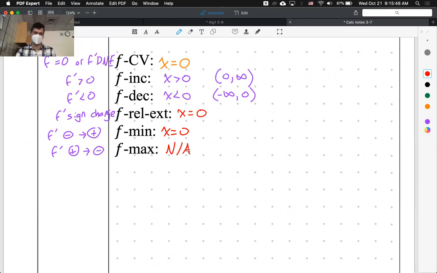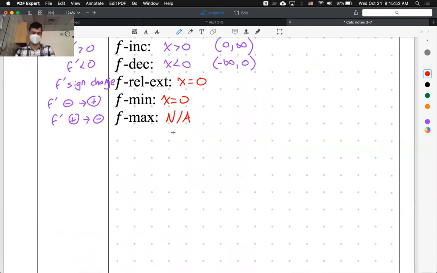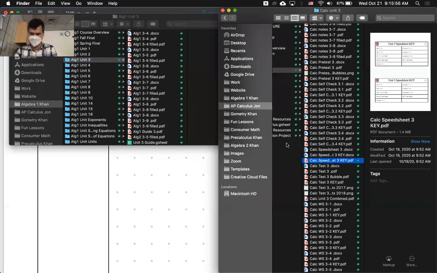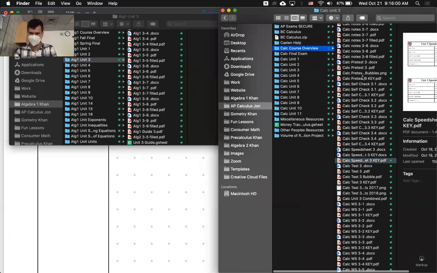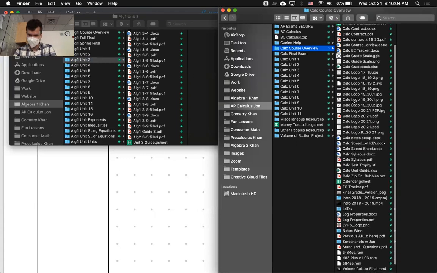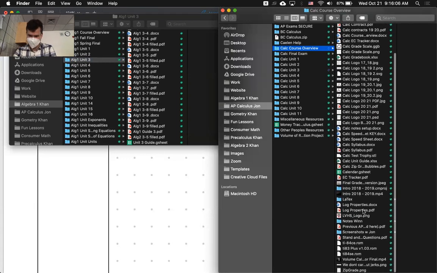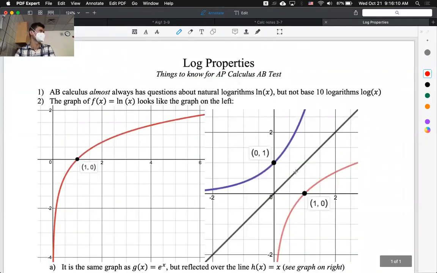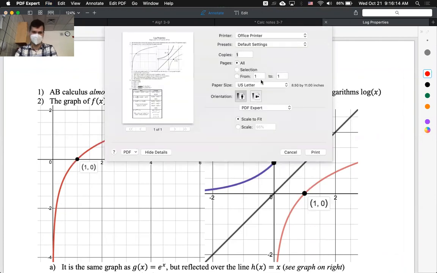So those are the main things that you want to be able to do. But there's some other information that I should be talking about right now, and maybe I can print this out for you guys now. I haven't done this before, so I should do this now. Where is it? Calc course overview. Where are my log properties? Log properties, this thing. Have you all seen this yet already? Yes, no, maybe so. Command P, four copies.